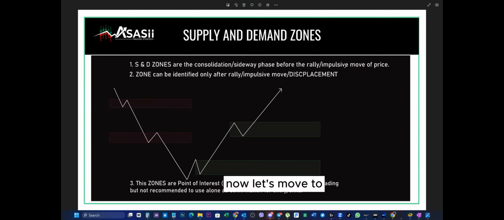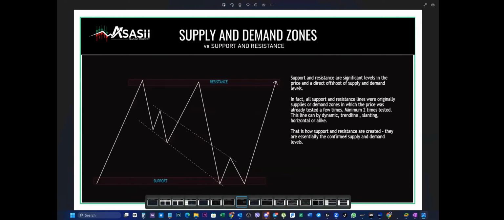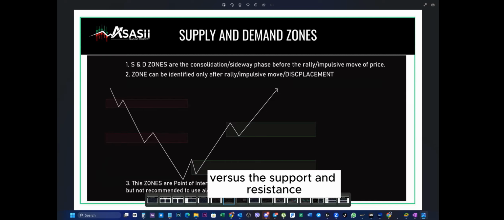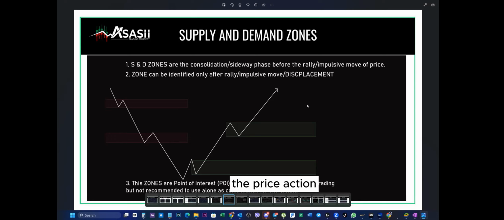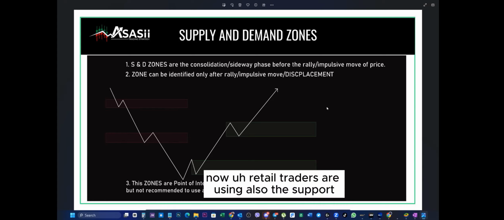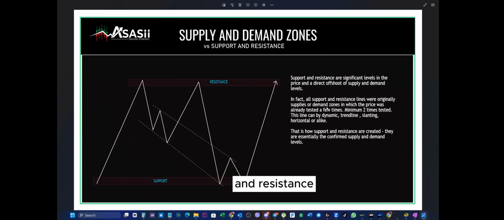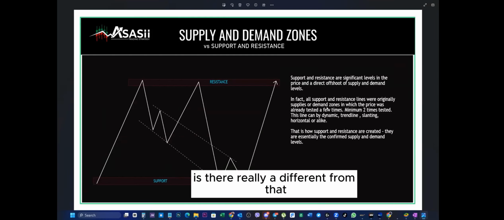Now let's discuss the supply and demand zone versus support and resistance. So normally the supply zone is above and the demand zone is below the price action. Now, retail traders also use support and resistance. Is there really a difference?